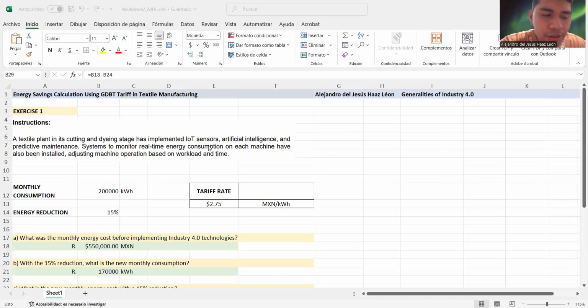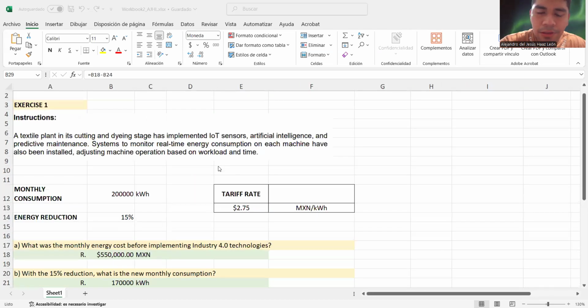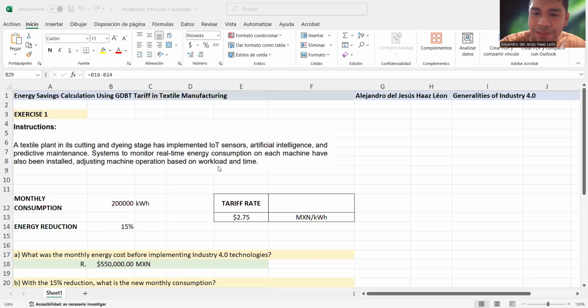I am Alejandro and I'm going to talk about this exercise. This is about energy saving calculation using GDBT tariff. In this case, it is in a textile manufacturing context. And this is basically about implementing IoT sensors, artificial intelligence, and predictive maintenance.